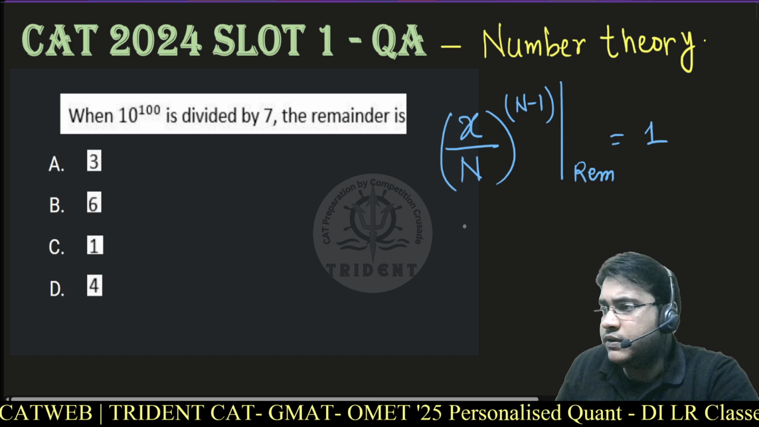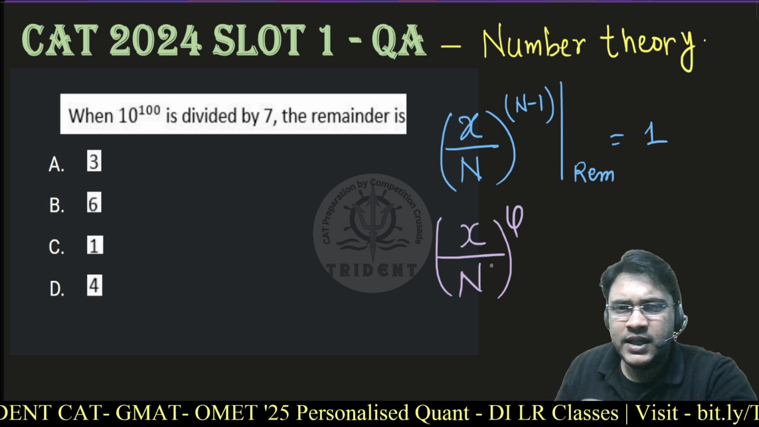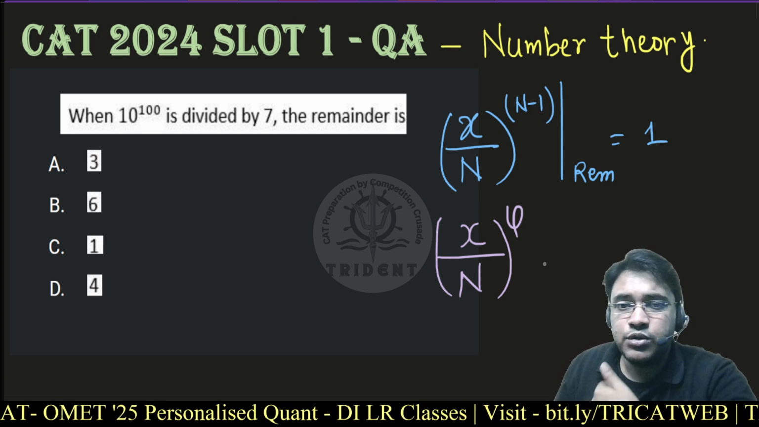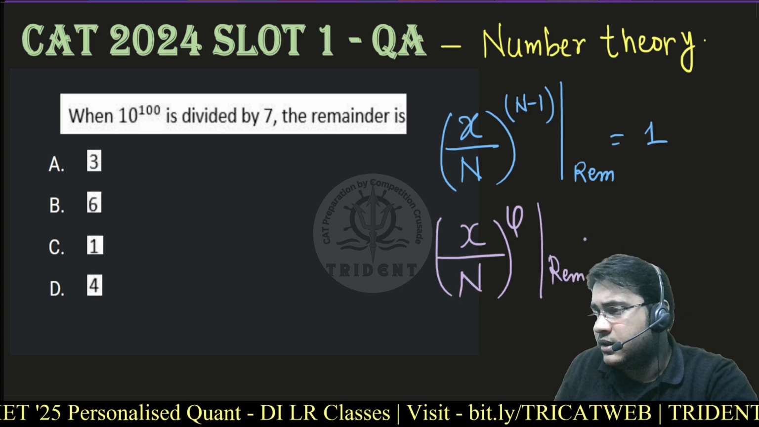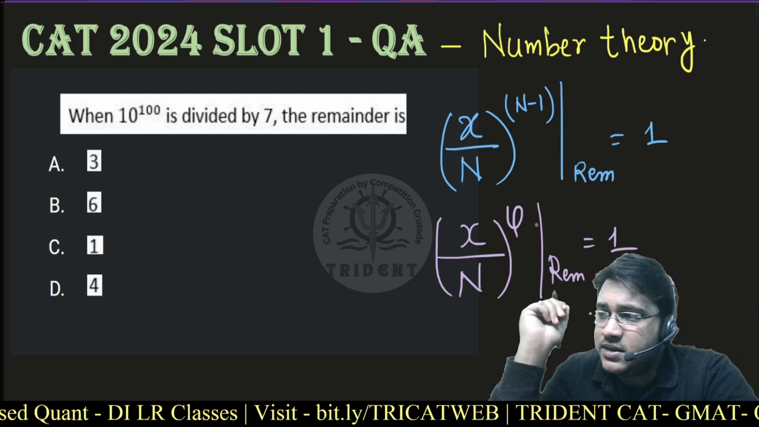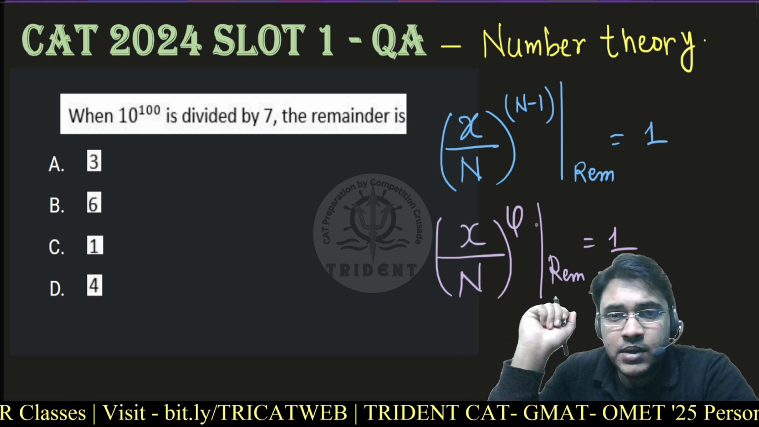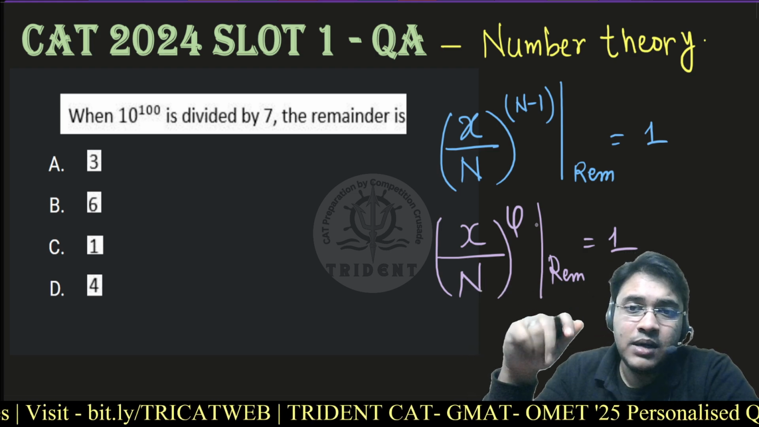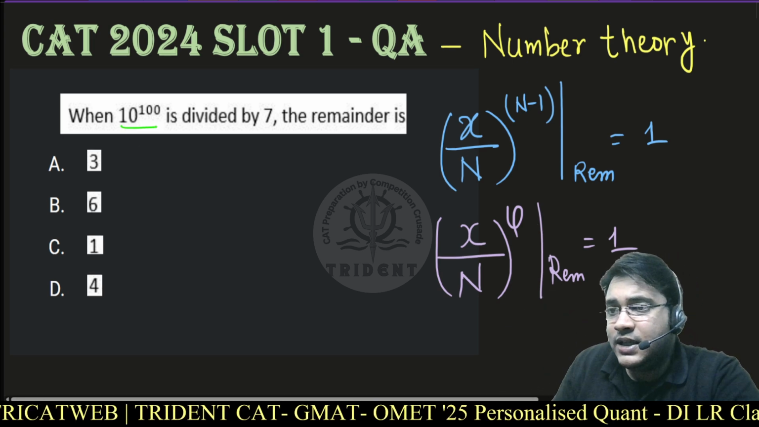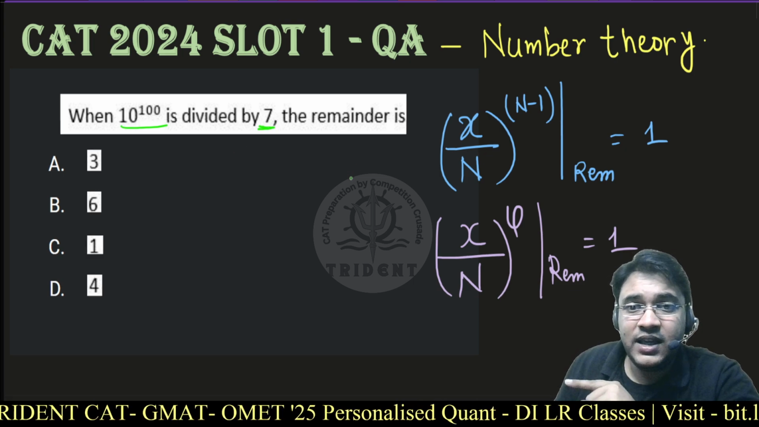So in that, what we need to understand is that if x by n is raised to phi, where phi is generally the totient function or totient number of n, then also the remainder will be 1. Okay, now how do we calculate phi? I have elaborately discussed this in our theory classes, that there is a method through which we can calculate phi for composite numbers. Luckily for us, if it is a prime number, the totient function comes out to be 1 less than the number itself. So in this question, since they have said that 10 to the 100 is divided by 7, 7 being a prime number, we can directly use phi as 6.